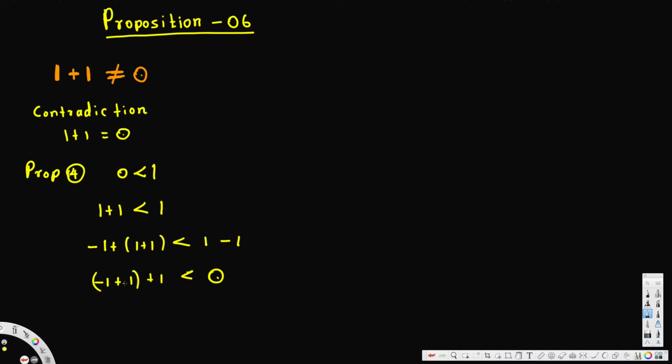And here minus 1 plus 1, by additive inverse again, is also 0. So 0 plus 1 is less than 0, and 0 plus 1 is equal to 1 by identity of addition. So 1 is less than 0, and from this you can see this is a contradiction. This is a contradiction of proposition number 4. Proposition number 4 says 0 is less than 1, but here we have 1 is less than 0. This is a contradiction, therefore the assumed contradiction is not correct, therefore this is correct. Okay, that's how we prove this one.